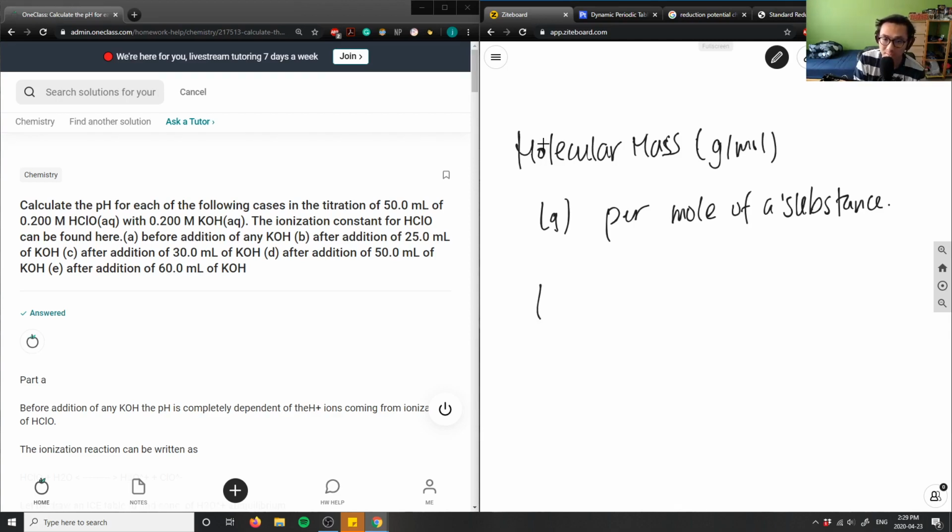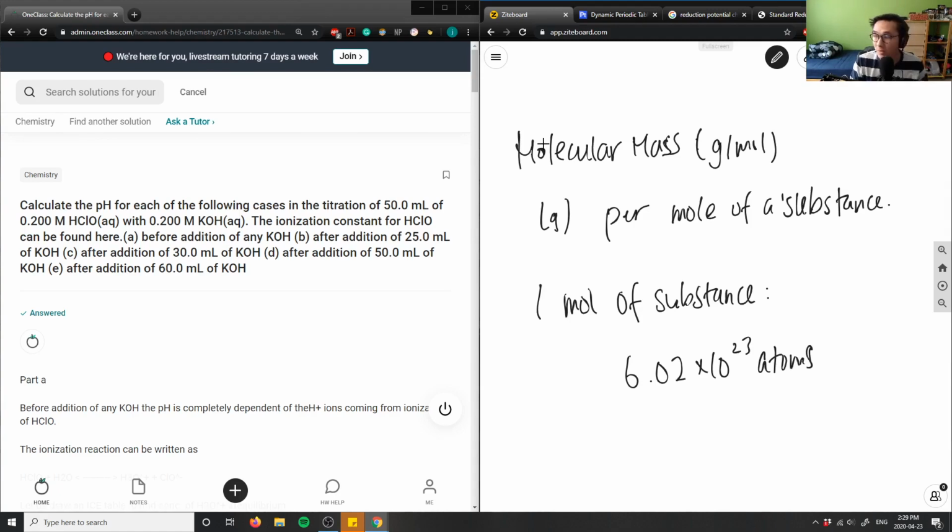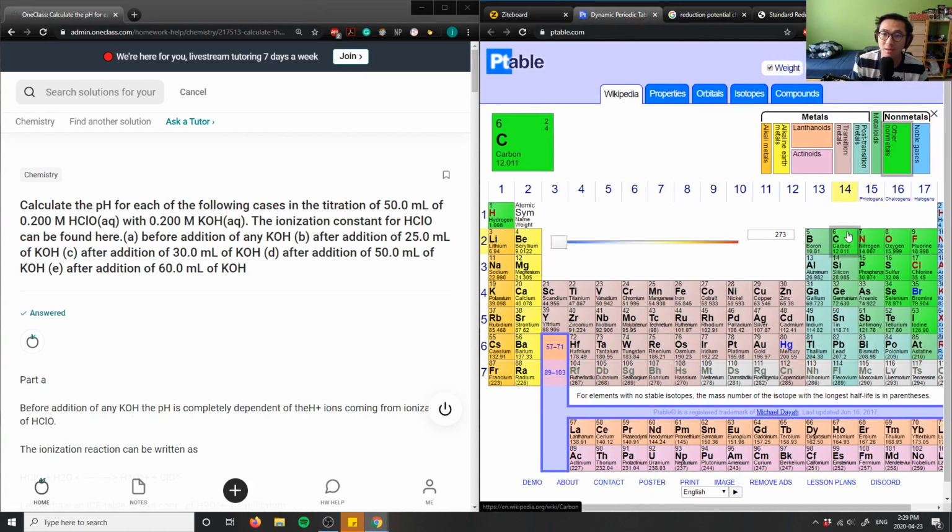If you have 1 mole of a substance, we know because of Avogadro's number that it equals Avogadro's number of atoms in that 1 mole of substance. So it's 6.02 times 10 to the power of 23 atoms per mole. If I have 1 mole of carbon, I'm going to have 6.02 times 10 to the 23 atoms of carbon in that 1 mole. So grams per mole says how much that 1 mole of substance weighs. 1 mole of carbon weighs exactly, and we can look at the periodic table here, 12.011, right? That's how we determine the atomic mass.